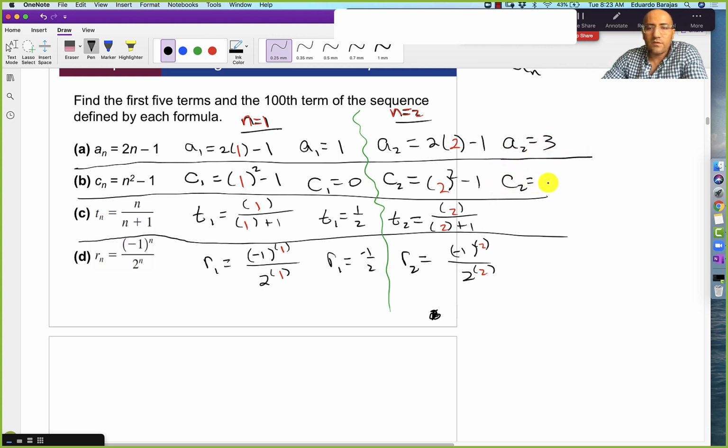c sub 2 equals 4 minus 1, which is also 3. t sub 2 will be equal to 2 over 3. And r sub 2 equals positive 1 over 4. Good. We'll squeeze in one more, and then we'll be close to where we want to be here. I think we can guess the rest. So n equals 3. So we have a sub 3.